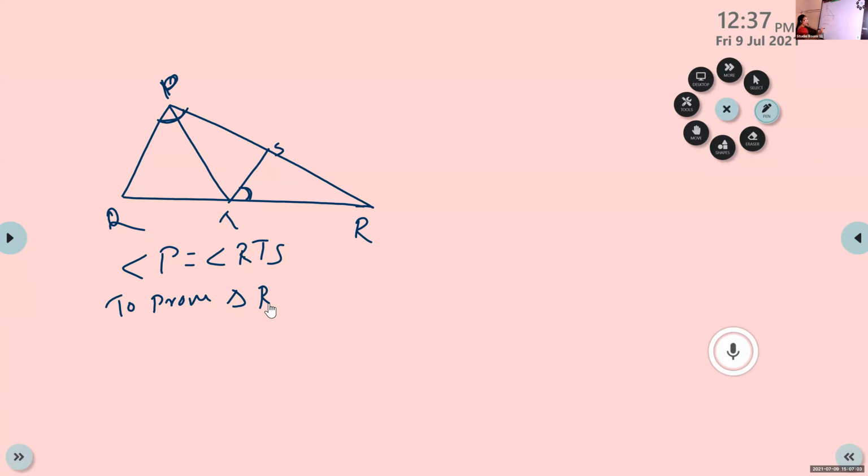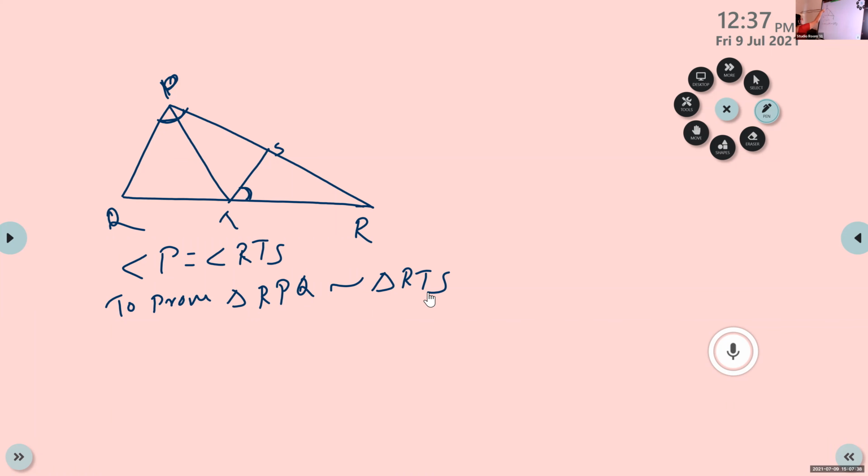To prove triangle RPQ, the total triangle, is similar to RTS. RTS is this one. Okay, all of you try. How can we prove the total triangle RPQ is similar to the small triangle? All of you try. Better you move your finger through the required triangles. Then you will get some idea.